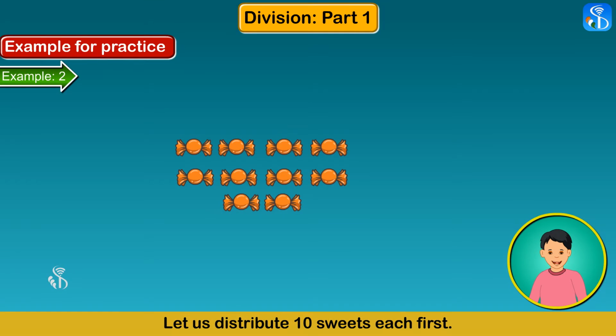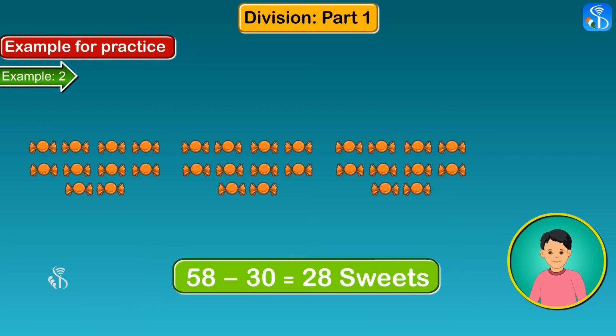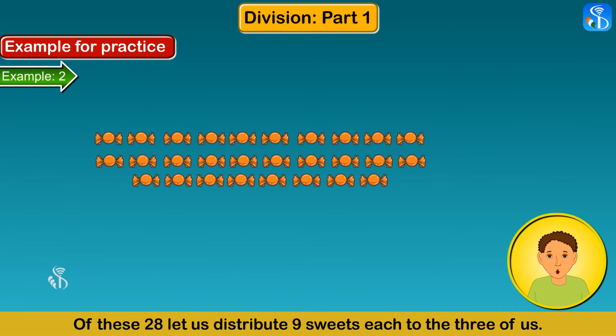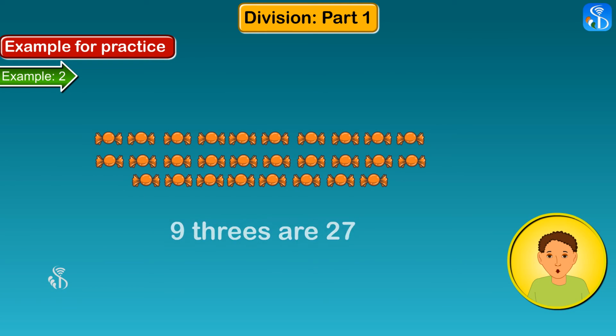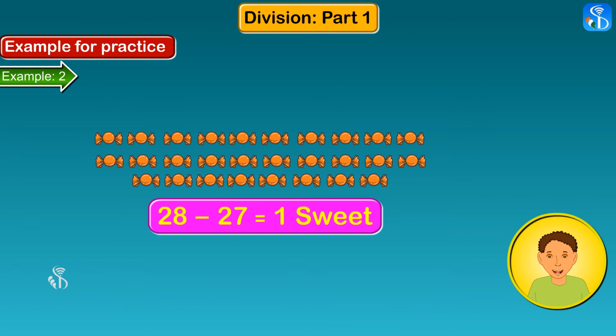Let us distribute 10 sweets each first. 10 sweets each for 3 of us means 30 sweets have been distributed. 58 minus 30 is equal to 28 sweets remain now. Of these 28, let us distribute 9 sweets each to the 3 of us. 9 threes are 27 and 1 sweet will be left. See, 28 minus 27 is equal to 1 sweet remains.